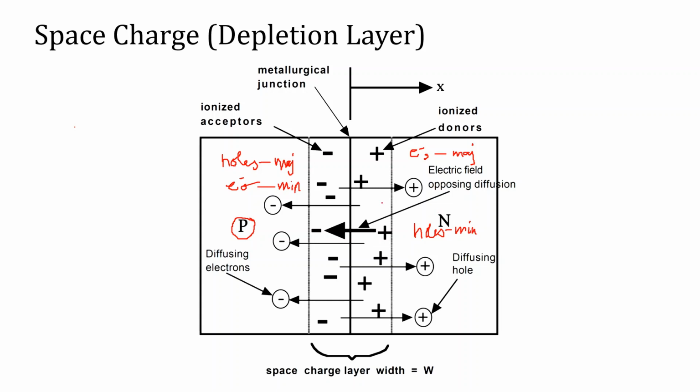Right, so there is a gradient in the density of electrons as well as in the density of holes as we move from N side to P side. Here electrons are more and here electrons are less, so a diffusion current of electrons will flow from N side to P side. Similarly, holes are in majority on the P side and in minority on the N side, so a diffusion current of holes will flow from P side to N side.